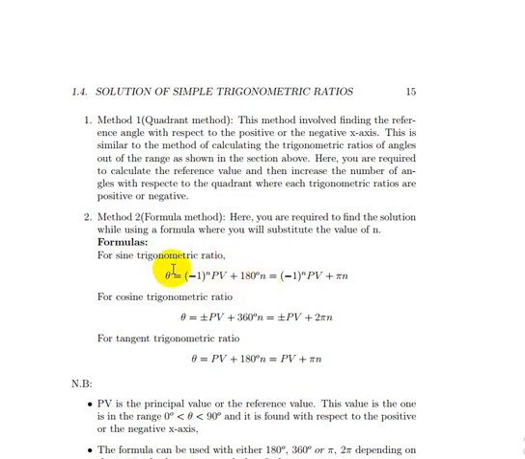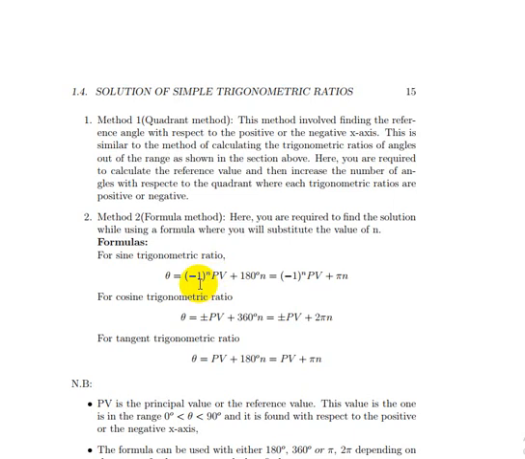So we say theta is going to be (-1) to the power n times PV plus 180 degrees times n. Now question, what is n? When you are going to see questions below, you are going to calculate many angles for a particular range.